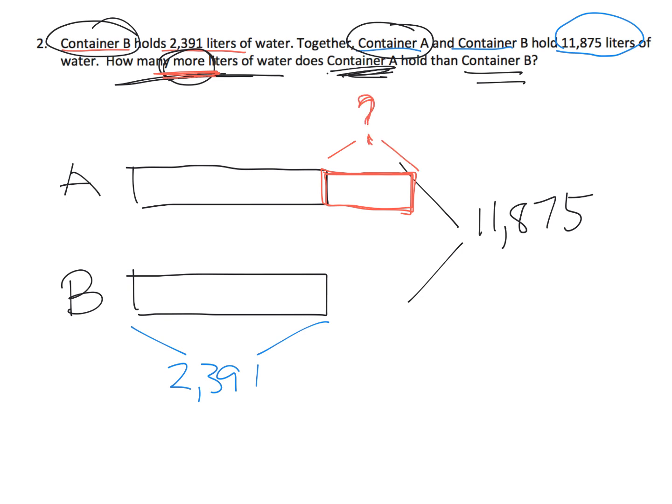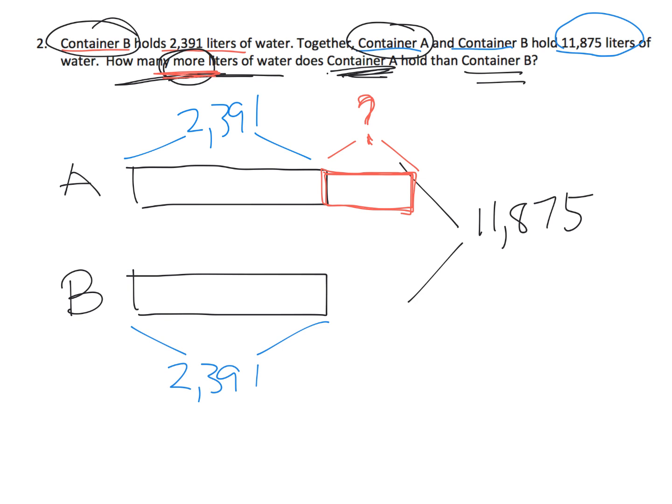So now here's the deal. What's our strategy? Well, the first thing is, what's this length right here that we're missing? Well, we know because at the very beginning of the problem, we drew both of these tape diagrams the exact same length. So this is 2,391.